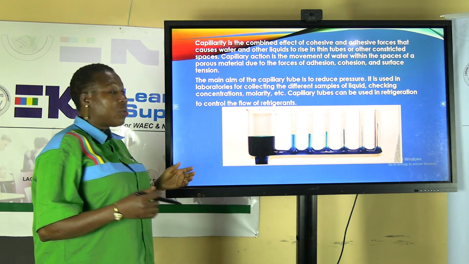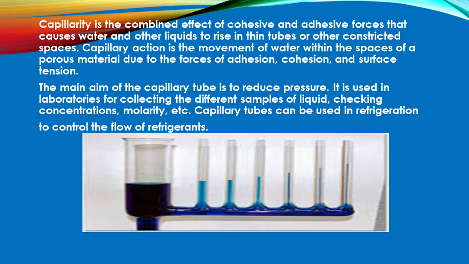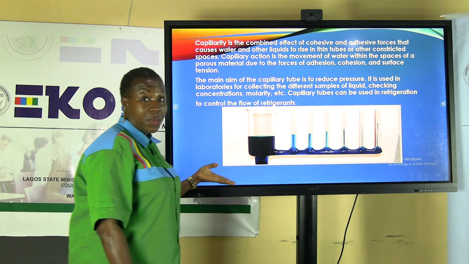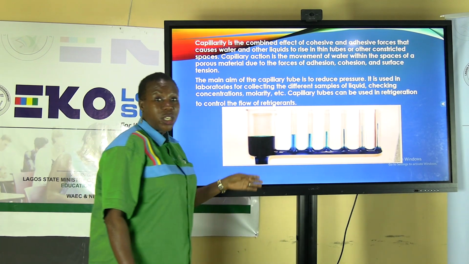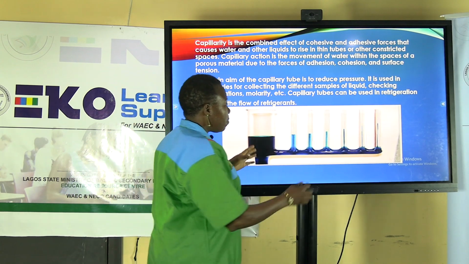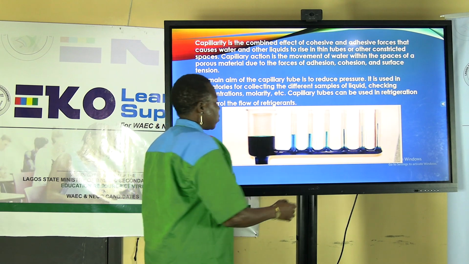It is also used in laboratories for collecting the different samples of liquid, checking on concentrations, molarity, etc. Capillary tubes can be used in refrigerator to control the flow of refrigerants. And this diagram here is showing you different types of tubes and how the liquids rose in each one of them, depending on their size and how it allows the liquid to rise in each one of them.